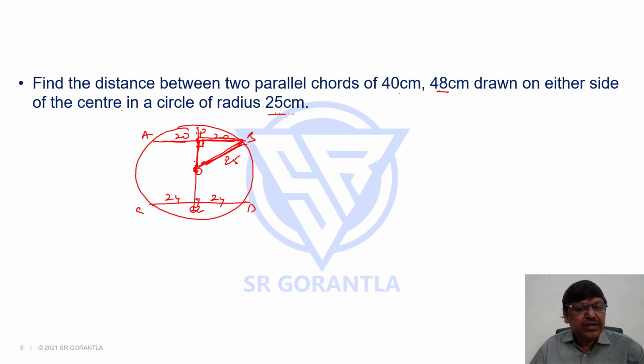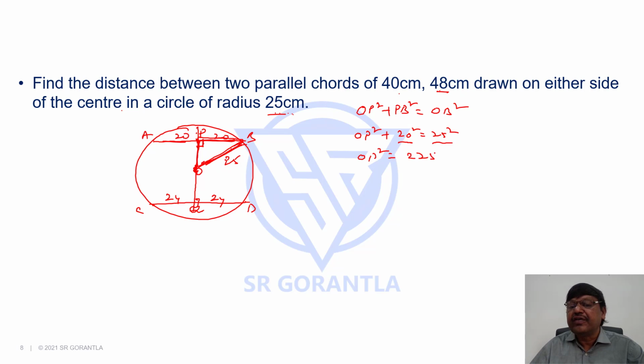There are two ways we can do it. One, simply write Pythagoras theorem. OP square plus PB square, side square plus side square is equal to hypotenuse square. So OP I have to find out. This is 20 square equals 25 square. So OP square is equal to, this is 625, this is 400, goes to the other side, 225, which is 15 square, or we can say OP equals 15.